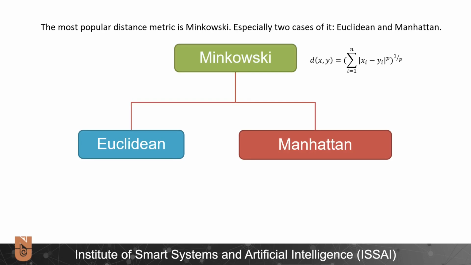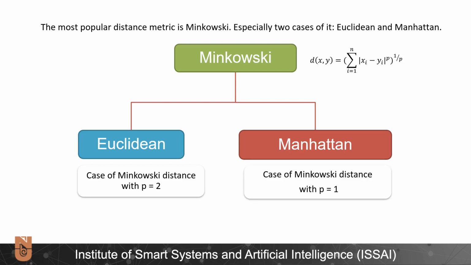Now, we have covered number of nearest neighbors k, and now let's cover commonly used distance metrics in KNN. The most popular distance metric is Minkowski distance, especially two cases of it, Euclidean and Manhattan. Here we can see the formula which is used for Minkowski distance. Euclidean is a case of Minkowski distance with p equal to 2. And Manhattan distance is a case of Minkowski distance with p equal to 1.